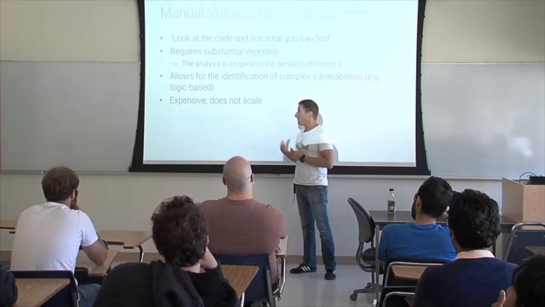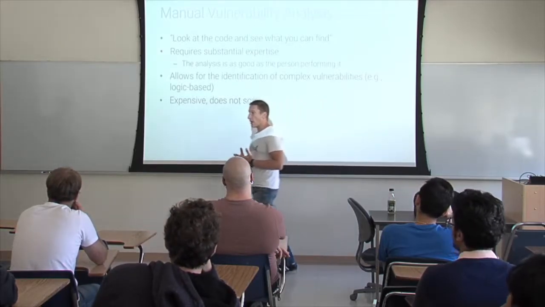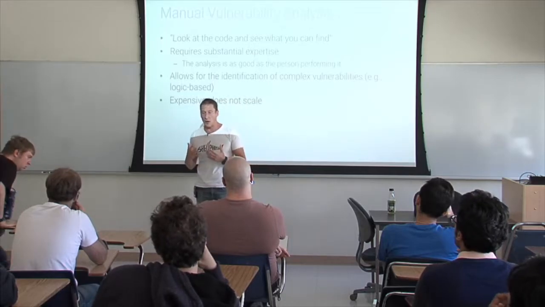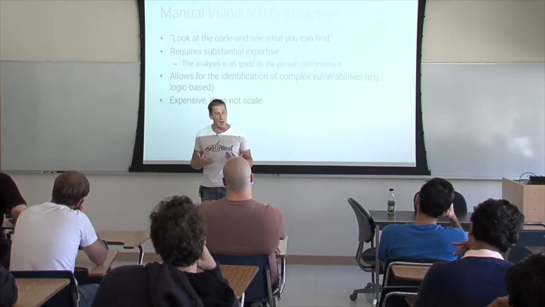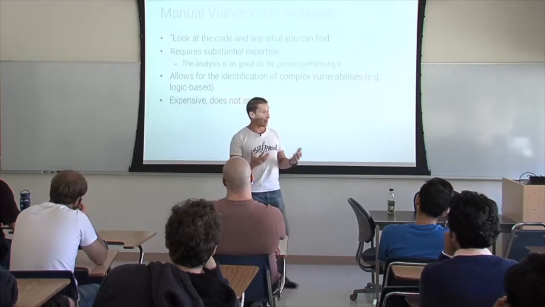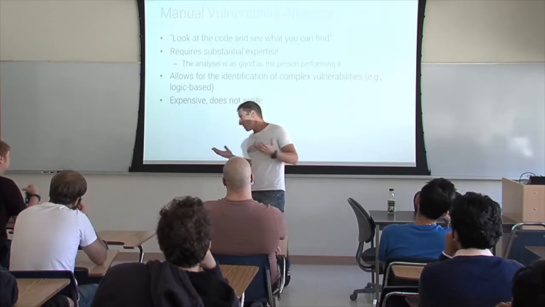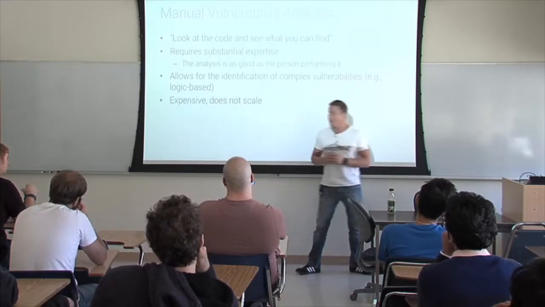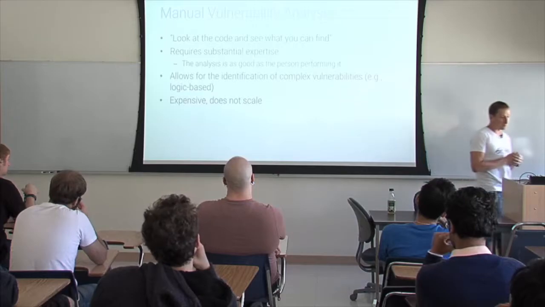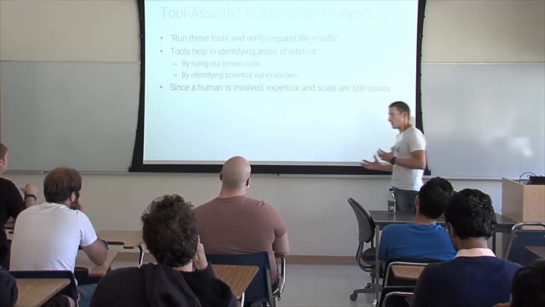So that's a problem. But this type of analysis, being manual, allows humans to actually reason about the program and find logic flaws that are difficult to find in an automated fashion. So it has advantages, and that's why nowadays, we use humans all the time, okay? But it doesn't scale. So one way to help is to have human and machine work together.